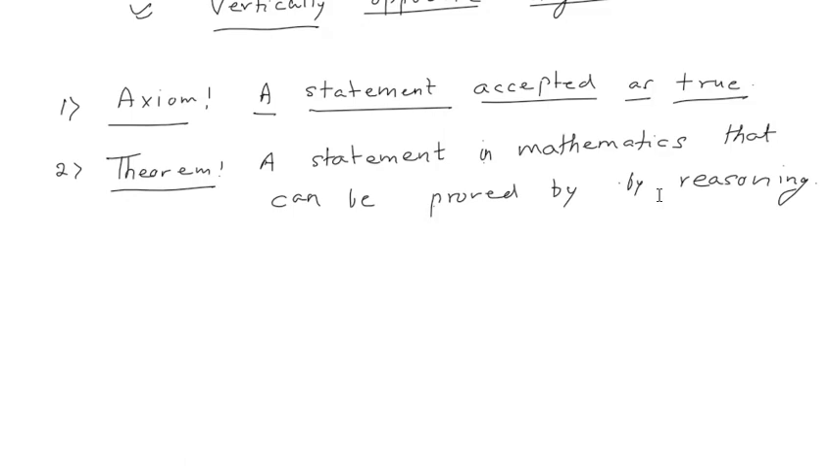So axiom and theorem. In the next lecture we will discuss in detail about axioms and theorems. We are going to see a few statements which we accept as true, and we will see some theorems also, that is the statements which we prove to be true by reasoning, by giving statements or by using axioms.